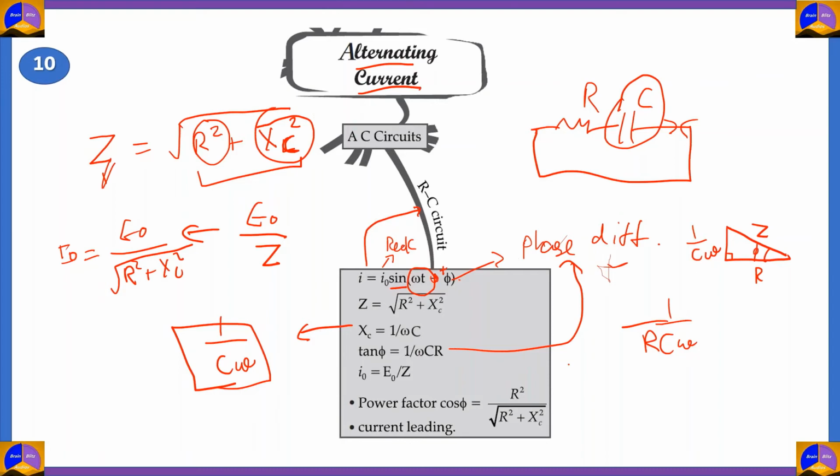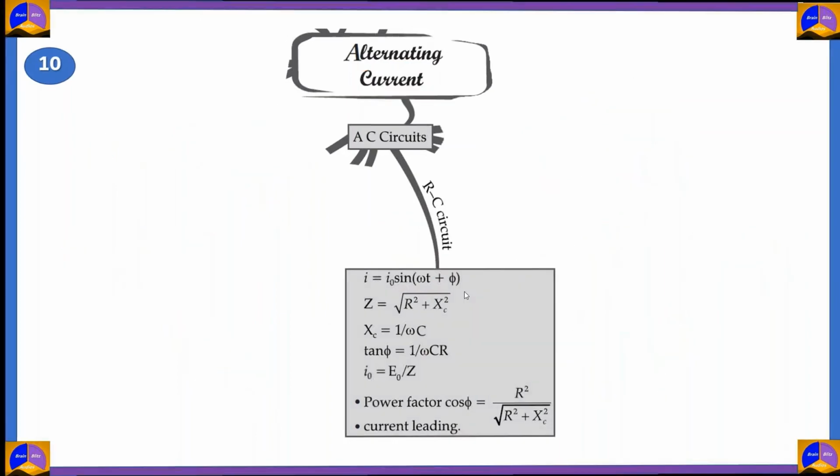And the power factor will be R by Z because it's cos phi. So cos phi is R by Z, and that is R divided by the root of R square plus XC the whole square. And over here, the important thing to note is that the current is always leading. That's why it's given as plus phi only. In the other case, either current or voltage can lead, but over here only current leads, so it's I naught sine omega t plus phi.